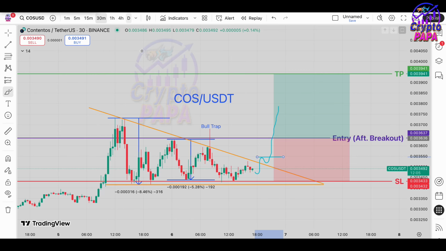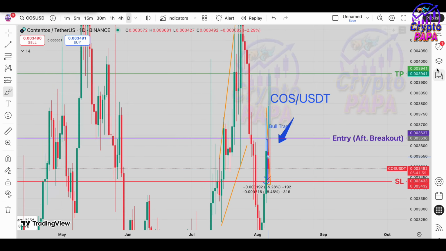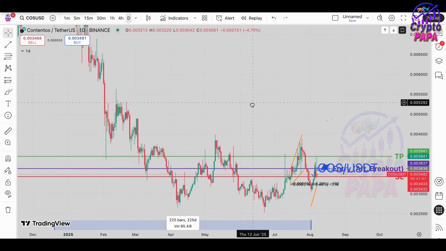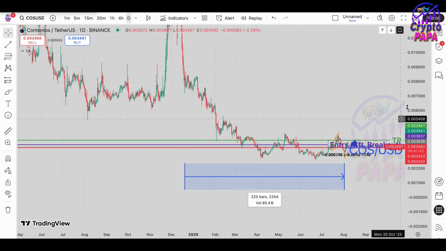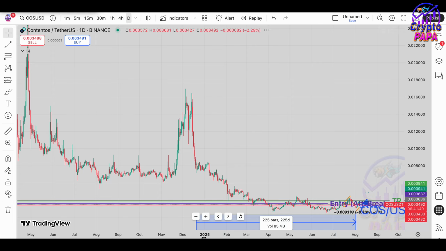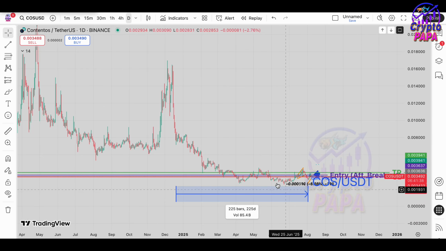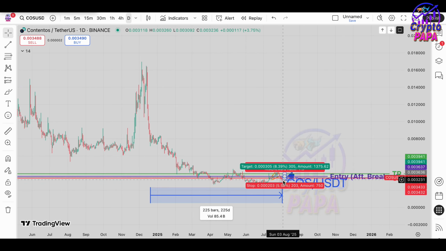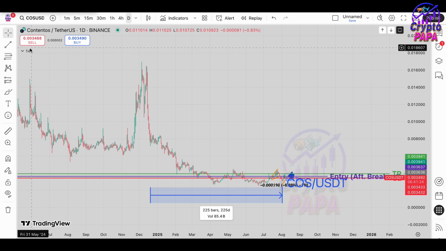So if we change the chart from the 30 minutes time frame to the daily chart, let me show you something. This is a very low-priced altcoin and also at a very bottom level in the market. This is a super bottom, and it shouldn't be an issue for a long position because a lot of short positions have been absorbed, and we should see a very strong surge at any time soon.